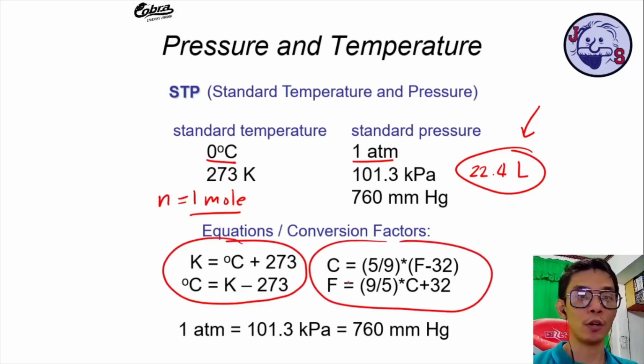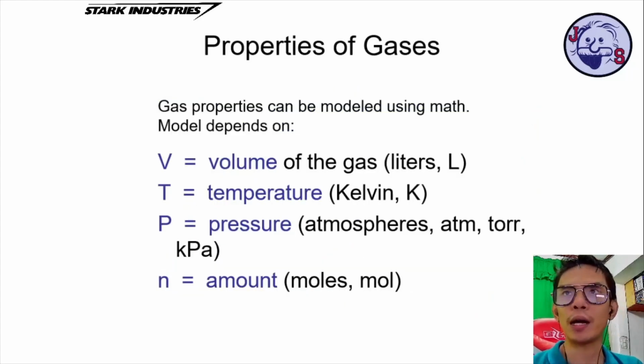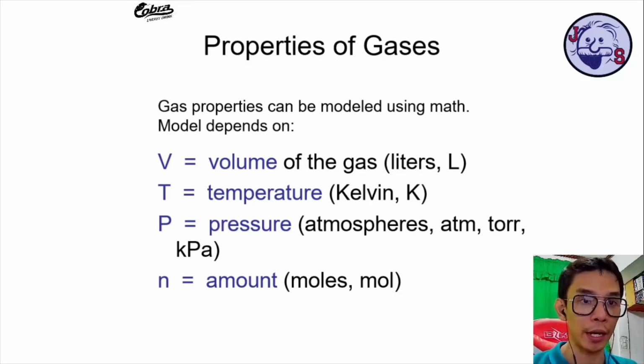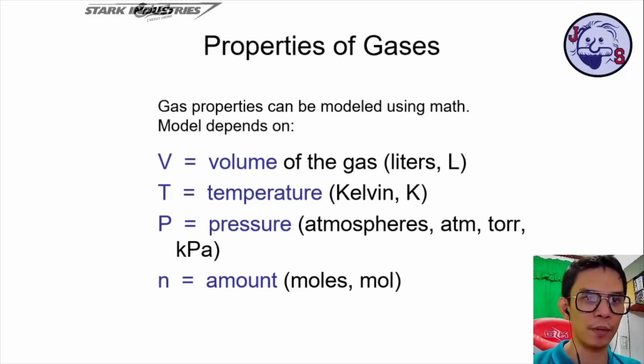Okay, so in solving these conversion factor problems related to the measurable properties of gas, these are the properties of gas. In summary, gas properties can be modeled using the following things. We have volume, and the volume is always in liters. Take note, it is always in liters. If the problem gave you milliliters, then you need to convert that into liters.